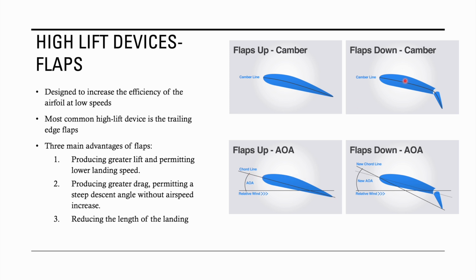So just by deflecting flaps, you change the camber and you also increase the angle of attack. The old angle of attack is this light gray line right here, and just by deploying flaps, you're changing the trailing edge of the plane, and that's increasing your angle of attack. So that's increasing lift.